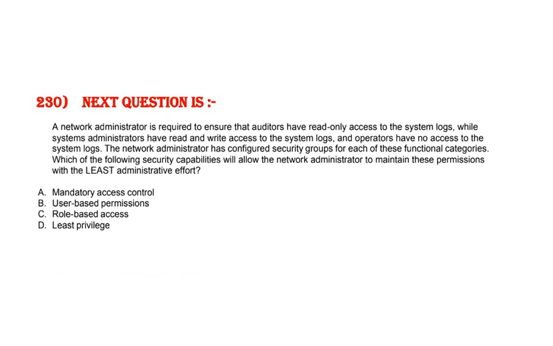Question is, a network administrator is required to ensure that auditors have read-only access to the system logs, while systems administrators have read and write access to the system logs, and operators have no access to the system log. The network administrator has configured security groups for each of these functional categories. Which of the following security capabilities will allow the network administrator to maintain these permissions with the least administrative effort?